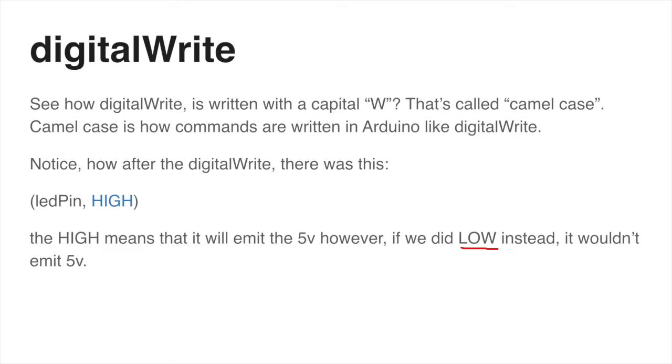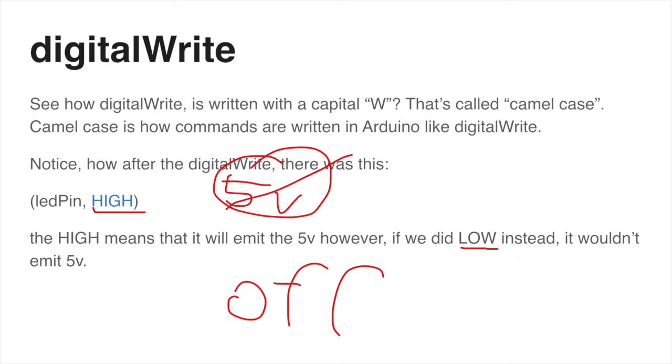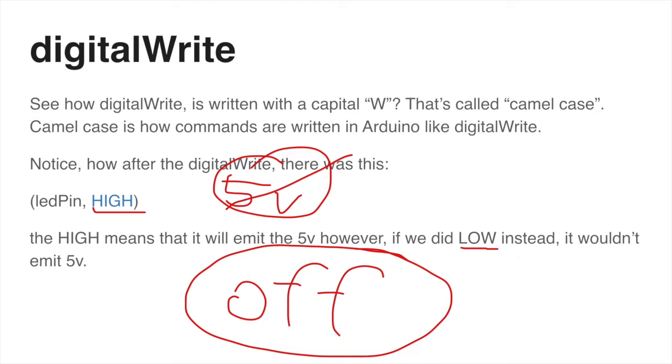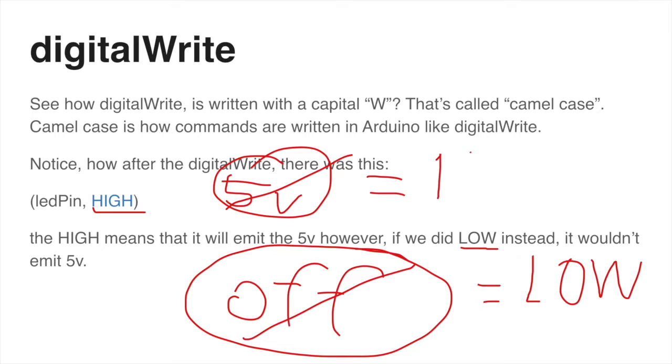That's why it's called LOW, and HIGH is not 5 volts. It's just a high amount of voltage as opposed to low, which is why we call it HIGH. That's why we call it LOW, because it's not on. It's not 5 volts, and it's not off. So if there's anything you write down, write that: LOW does not equal off. And write that 5 volts does not equal HIGH.